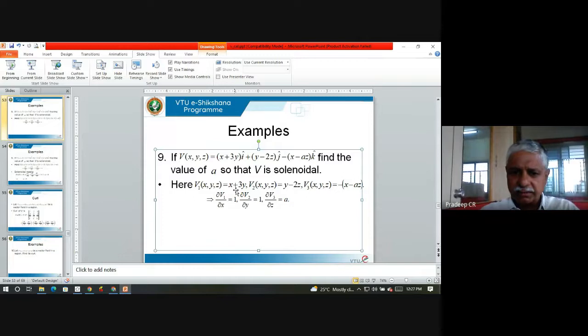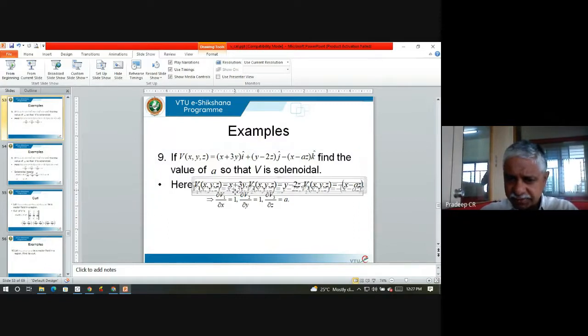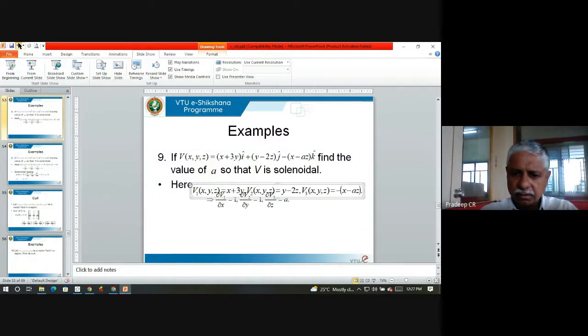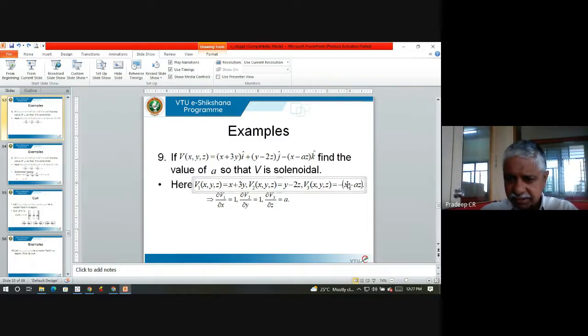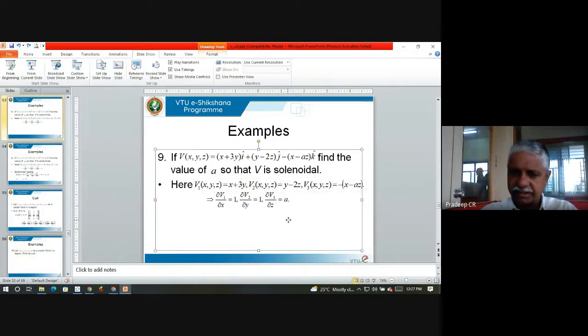So this is what I get. V1 of XYZ is X plus 3Y. V2 of XYZ is Y minus 2Z. V3 of XYZ is minus X minus AZ. So del V1 by del X, the derivative of X plus 3Y with respect to X, is 1. And the derivative of V2 with respect to Y is again 1, because Y is only Y and X and Z are constant. The derivative of V3 with respect to Z: X and Y are constant, so this is gone, and this is AZ. If you differentiate, you will get A. Good, thank you. So 1, 1 and A, that's what it is.